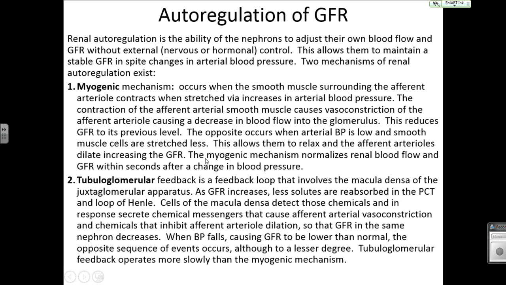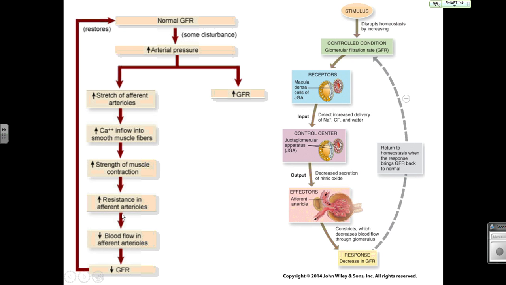This is an important mechanism for very quick response to maintain GFR shortly after changes in blood pressure. Okay. I have a feedback loop here on this page. It's kind of different than the ones in this textbook because it's from a different textbook.